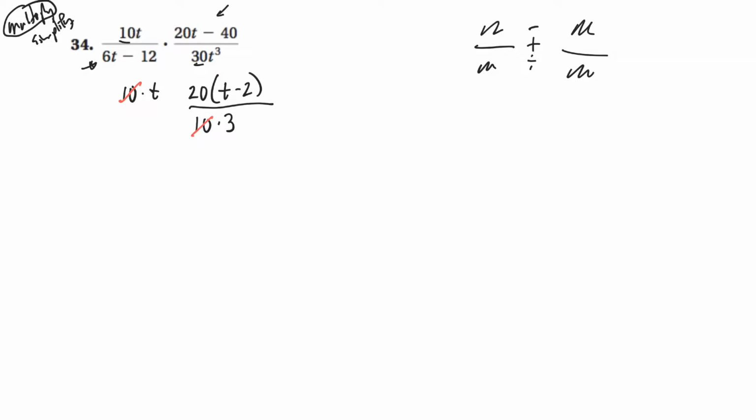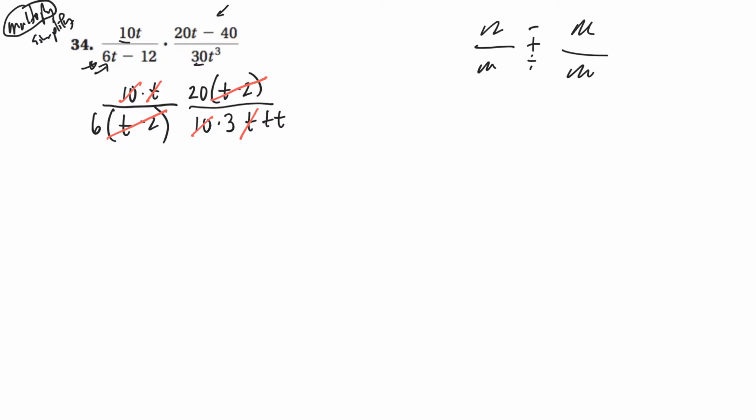This one on the bottom, I forgot the t cubed. So t cubed, or t times t times t. And this one here, I think I can factor 6 out, and then that'll be a t minus 2. Now I'm looking for any common factor on the top that's the same on the bottom. So the 10s are already canceled. Here there's a plain t. I can cancel that with that plain t. What else? I guess I have t minus 2 and t minus 2.